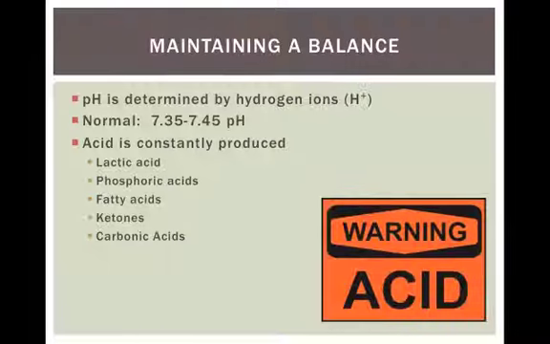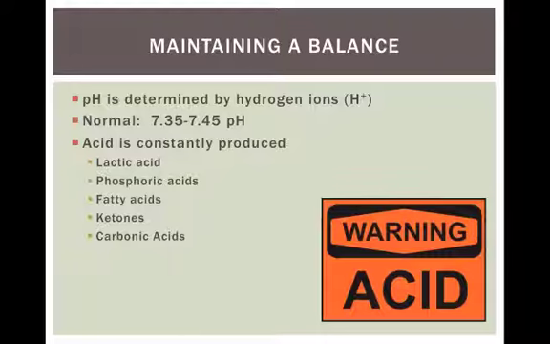We're going to be talking about acid-base regulation today and how the body maintains it. It's really important to maintain a balance in your pH. pH is determined by hydrogen ions. Normal pH is between 7.35 and 7.45. And it's important to maintain this balance because your body is constantly producing acid from different reactions going on.